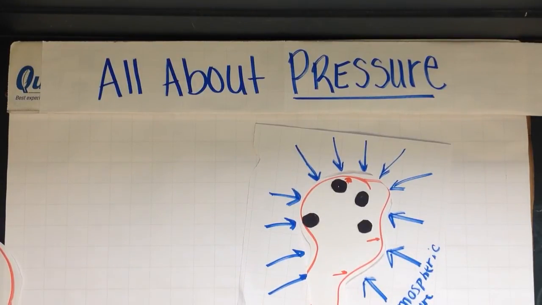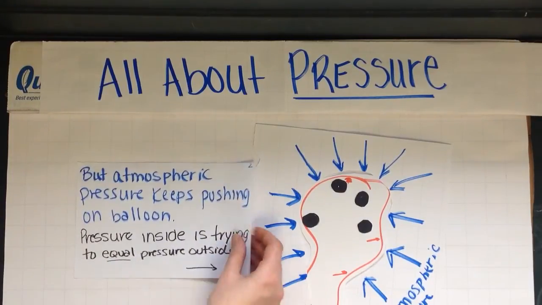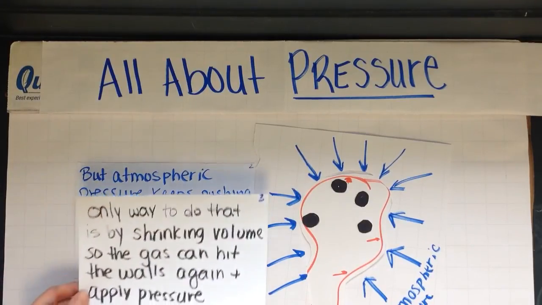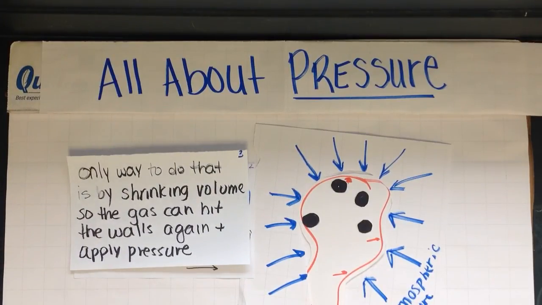Okay, so let's make sure that we've written down those things: that the atmosphere pressure keeps pushing on the balloon, and the pressure inside is trying to equal the pressure outside. Okay, the only way to do that is by shrinking the volume of the balloon so the gas can hit the walls again and apply pressure. Okay, those are some concepts that you should think about and use in other scenarios, not just balloons, but they can be used in many other examples.